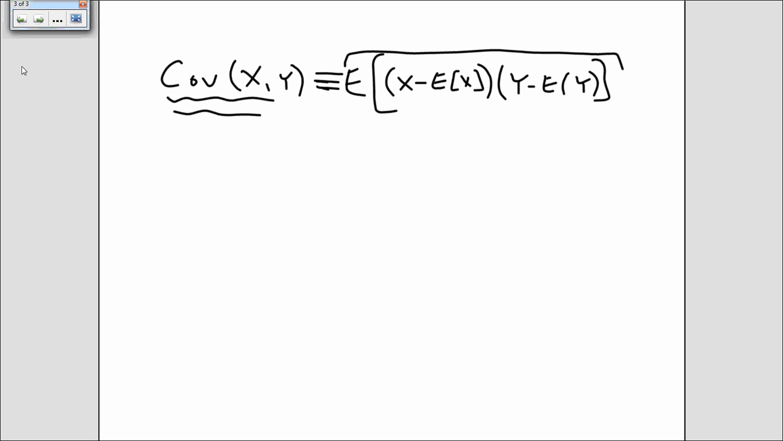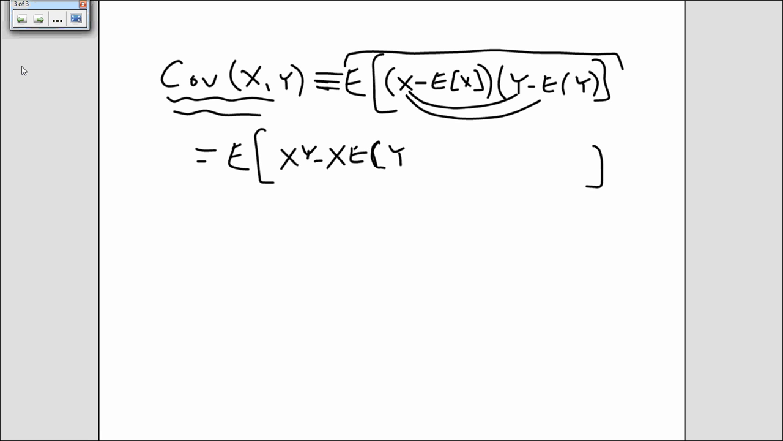Now, let us get a different definition of the right-hand side. First, let's work on what's in the brackets. Let's distribute. X times y, minus x times E of y, minus y times E of x, plus E of x times E of y.